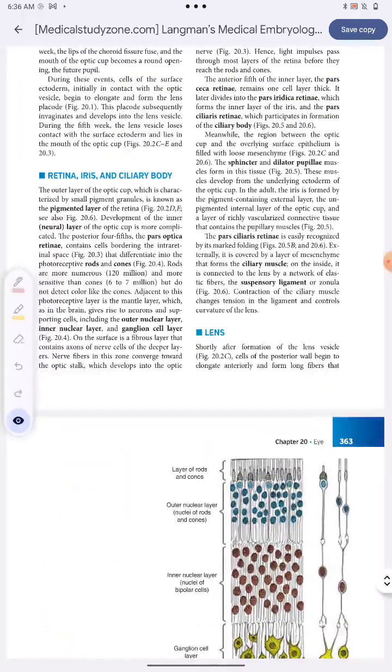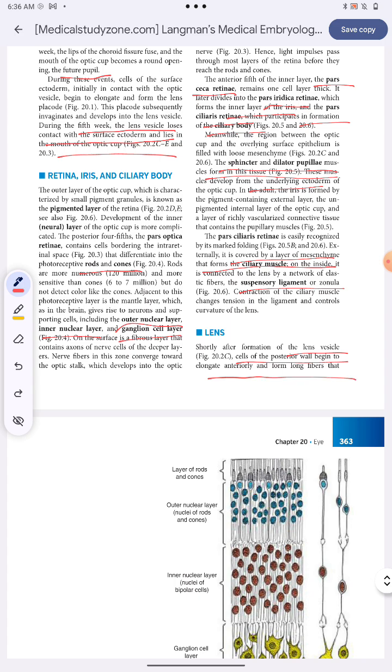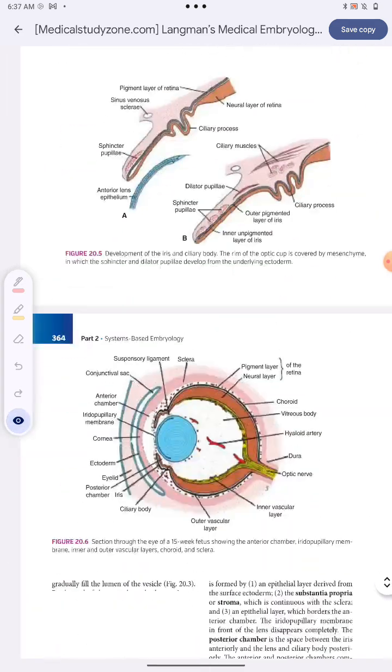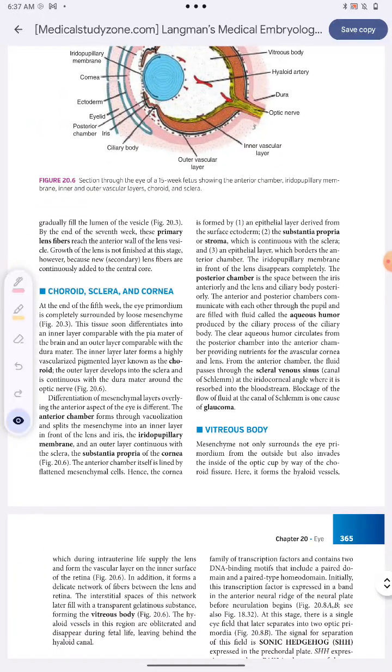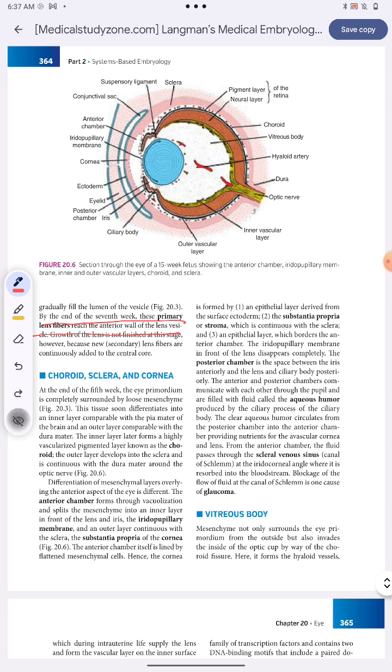Now we move to the development of the lens. After the formation of the lens vesicle, cells of the posterior wall begin to elongate anteriorly and form long fibers that gradually fill the lumen of the vesicle. By the end of the seventh week, primary lens fibers reach the anterior wall of the lens vesicle, and the growth of the lens is not finished at this stage. Here in figure 20.6, this is the lens, and these are the suspensory ligaments through which it's connected to the iris.